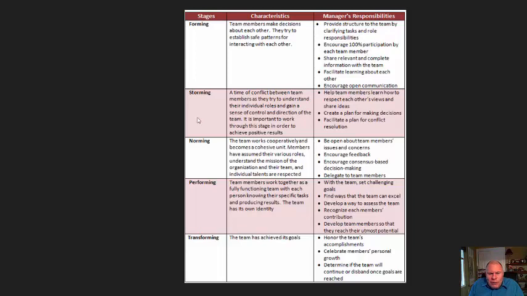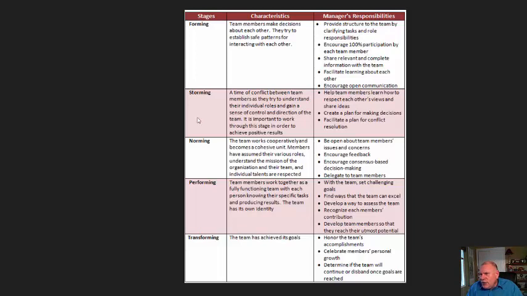Norming, when you're coming back to normal, that's an encouragement, really to encourage, to recognize, and to be open. Okay? Performing, again, working together. Help the team to set goals. Find ways that they can excel, remove roadblocks. Recognize performance. How do you develop people and move them to the next level? Achieved its goals when it's transforming, adjourning, success, deciding what you do.